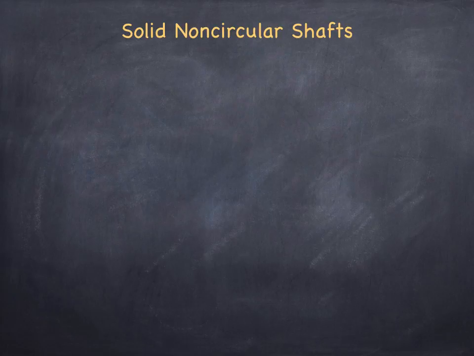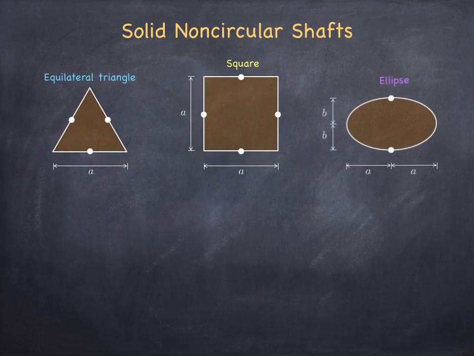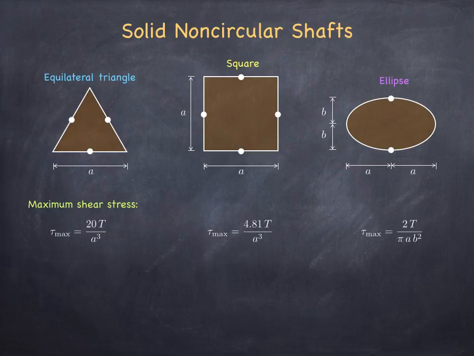I will show you what you obtain for different sections. I consider 3 cross-sections for this purpose: equilateral triangle, square, and ellipse. And of course, the ellipse is a more general case of the circle, so whatever solution I put up here should be a superset of the solution that we had obtained for the circle early on. I will give you the maximum shear stresses for each of the 3 cases, which will occur at the midpoints of the edges marked by these white circles. For example, for the equilateral triangle, tau max is going to be 20 times the torque divided by a cubed, a being the length of the equilateral triangle's side.